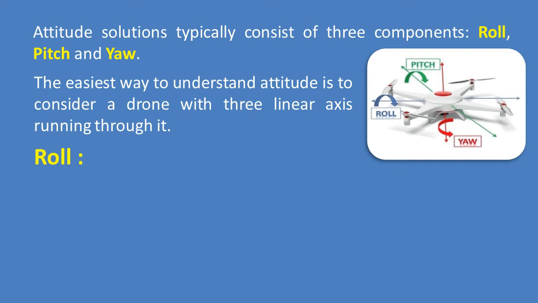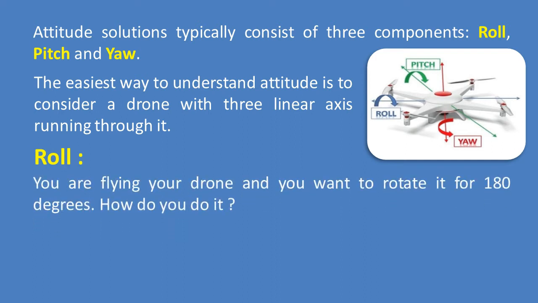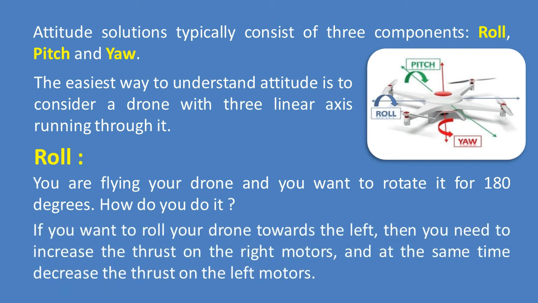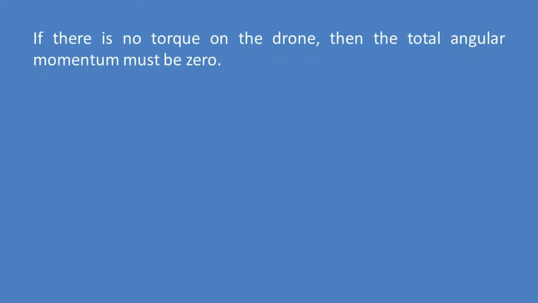Roll. You are flying your drone and you want to rotate it 180 degrees. How do you do it? If you want to roll your drone towards the left, then you need to increase the thrust on the right motors and at the same time decrease the thrust on the left motors. If there is no torque on the drone, then the total angular momentum must be 0.